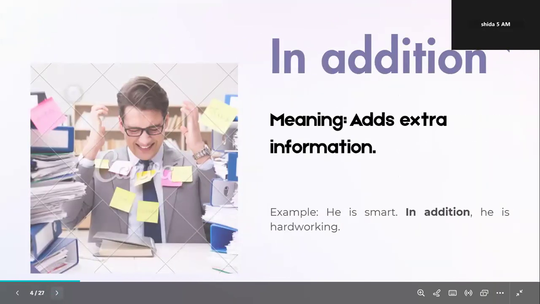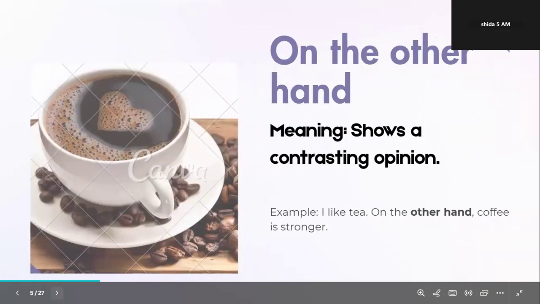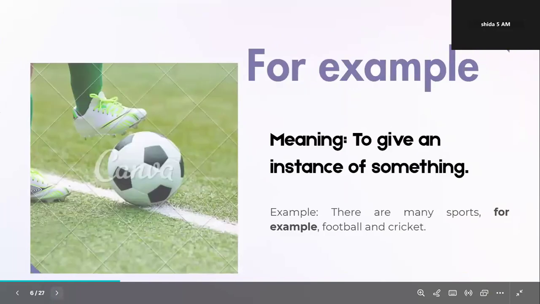Next one is in addition, adds extra information. Like he's smart, in addition, he's hardworking. On the other hand, shows a contrasting opinion. I like tea, on the other hand, coffee is stronger. For example, to give an instance of something, there are many sports, for example, football and cricket.